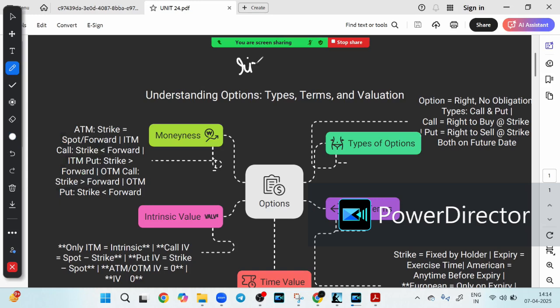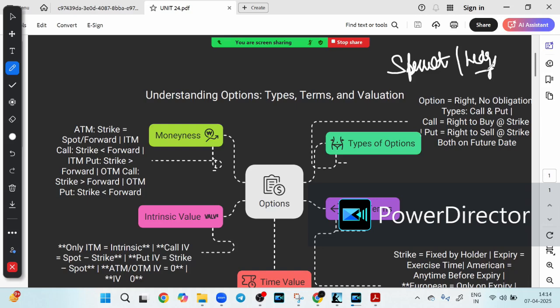It gives you the right, but not the obligation, right? It does not give you the obligation to buy or sell an asset at a fixed price in the future. So you can see written, it is a right but not an obligation to buy or sell an asset at a fixed point in the future. There are two types of options. One is called a call option, which means the right to buy, and the other is called a put option, the right to sell. And these rights apply to a future date. Both call option and put option apply to a future date, making options a powerful tool for both speculation and hedging. So whether you speculate or whether you hedge, for both of them, the option is a great tool.